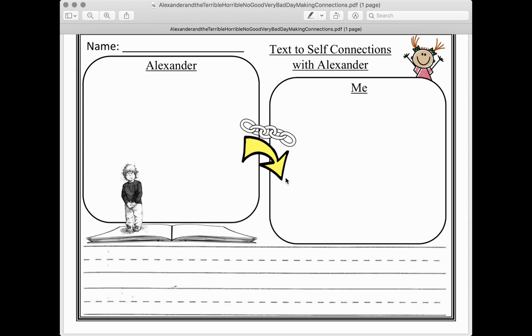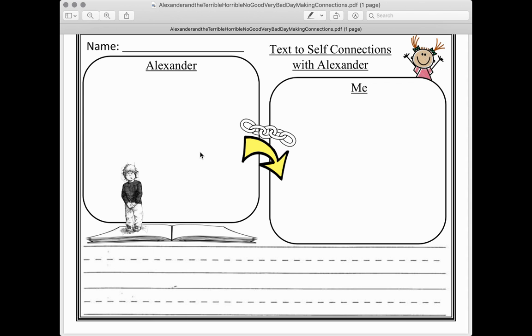And then I want you to post this on your Flipgrid. If you do not print out this page, that's okay. You can just put 2 boxes on your notebook and then you can draw your text to self connection and write a simple sentence. Okay. And then on your video, you can explain if you want a little bit more.